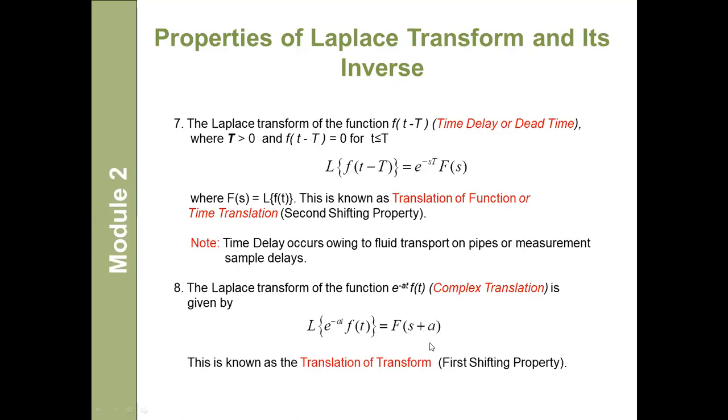What does this mean? All the s in the original transform of the function of t will be converted to s plus a, or you just simply change the s to s plus a. Now, this is the first shifting property, and this was taught to you already in your advanced math.